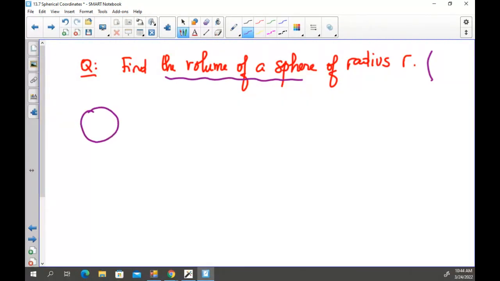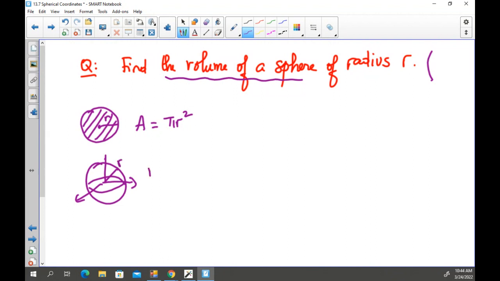For example, the area of a circle of radius r. Do you know what the area of a circle of radius r is? Anyone remembers? Yeah, pi r squared. Good. Well, there is a similar rule for a sphere. If you take a sphere of radius r and you want to find its volume, no one remembers this? So it's 4/3 pi r to the power of 3. This is the volume of a sphere of radius r.